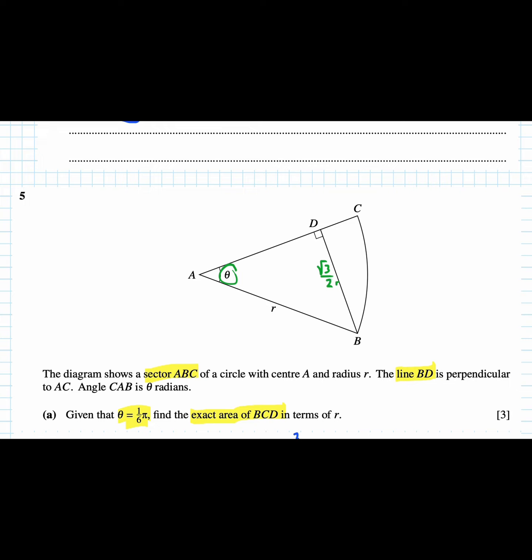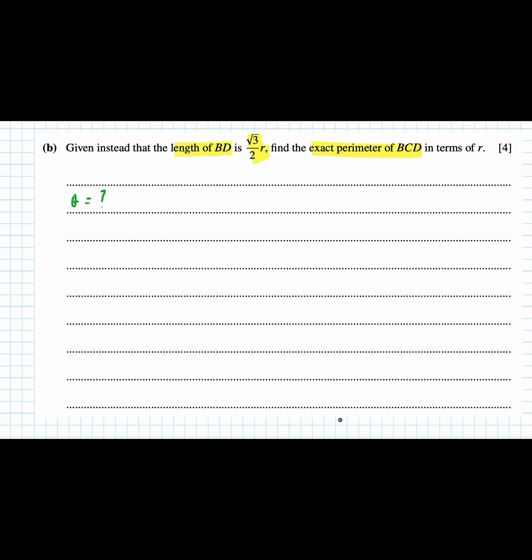So BD was root 3 over 2 r, and we now find theta. The inverse of sine is equal to opposite over hypotenuse, which was root 3 over 2 all over r, and so the answer is pi over 3. So theta is pi over 3 now. From there we can find the length of the arc, which is r times theta, the angle times your radius, which leaves us at pi r over 3.